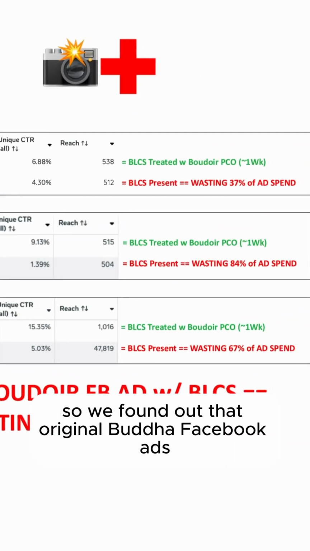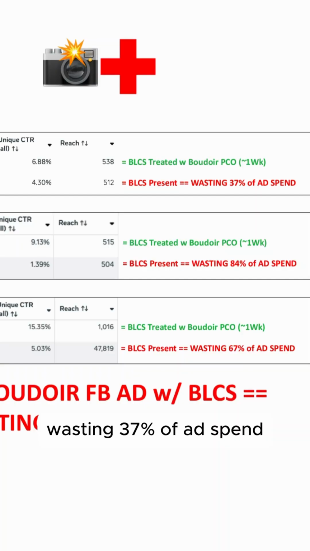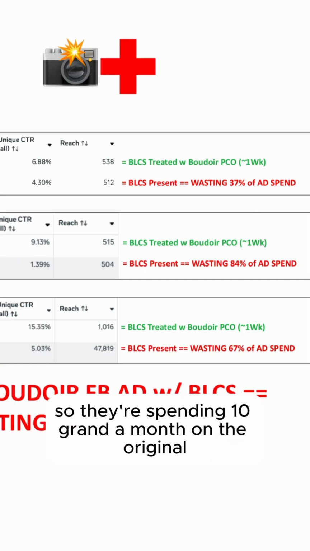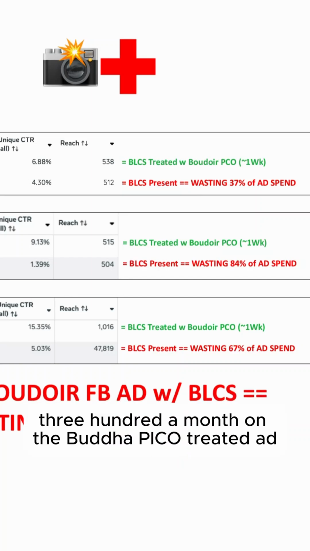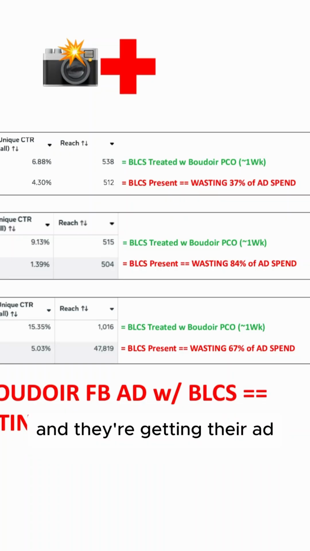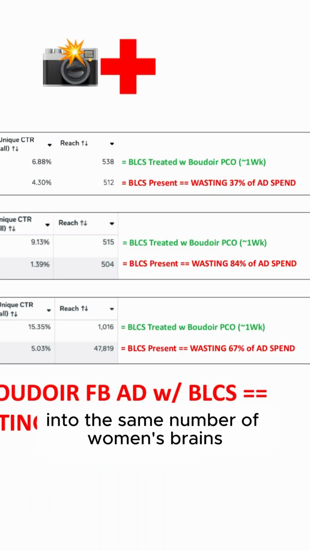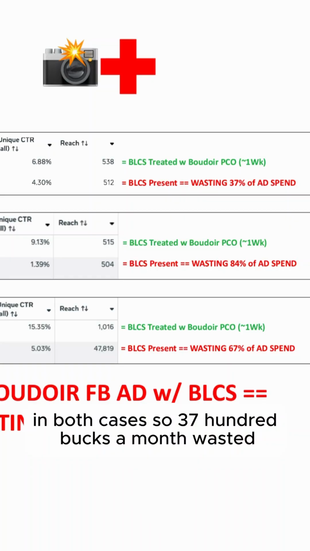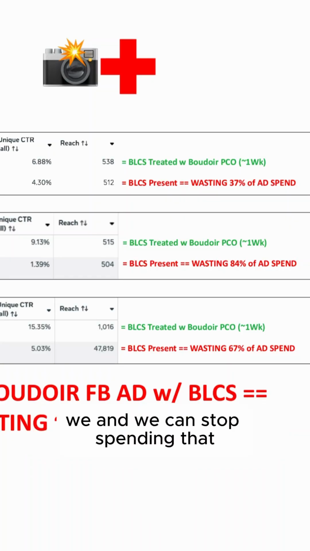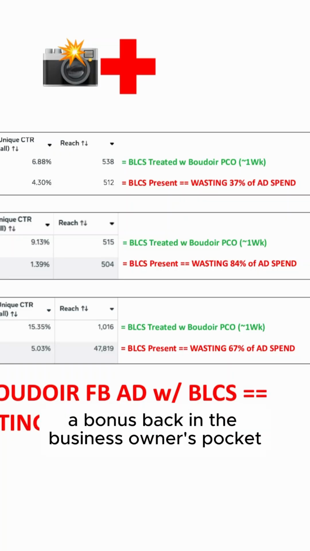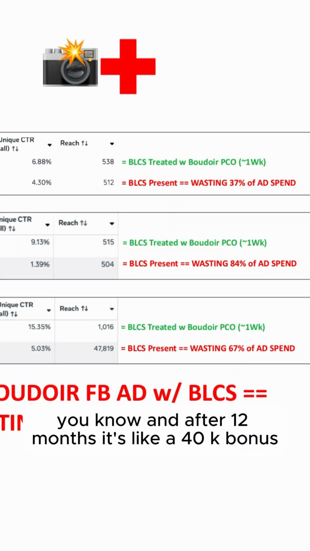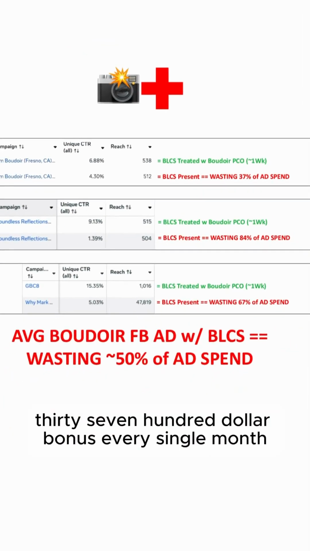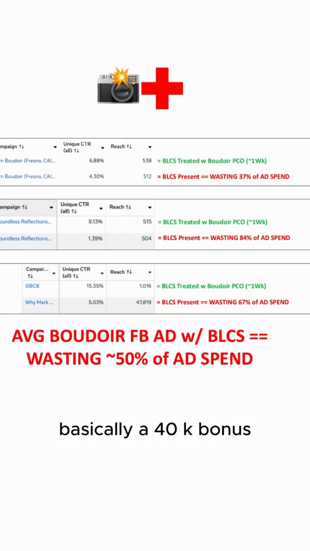So we found out that the original Boudoir Facebook ad was wasting 37% of ad spend. So they're spending 10 grand a month on the original. They now only have to spend 6,300 a month on the Boudoir Pico treated ad, and they're getting their ad into the same number of women's brains in both cases. So that's 3,700 bucks a month wasted. We can stop spending that, and that's kind of a bonus back in the business owner's pocket because they don't have to spend it anymore. And after 12 months, that's like a 40K bonus. So a $3,700 bonus every single month, basically a 40K bonus.